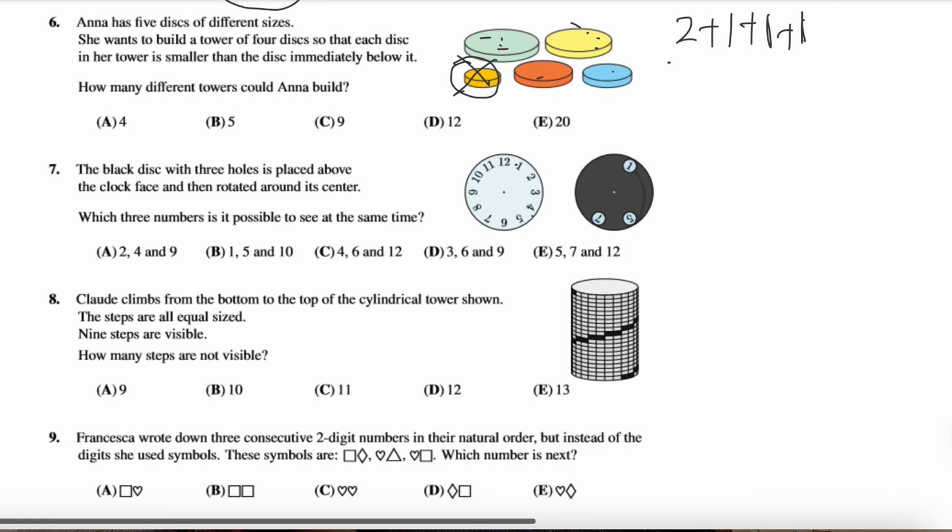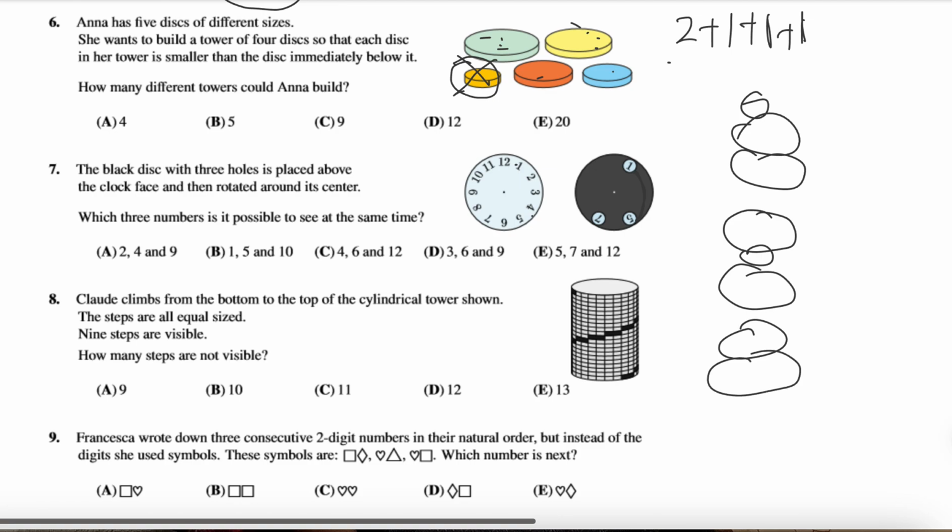But if you try any other combination, then the towers wouldn't be like this. It would be like this, or like this. So then it wouldn't be correct. So you calculate this: 2 plus 1 plus 1 plus 1. The answer is B, 5.